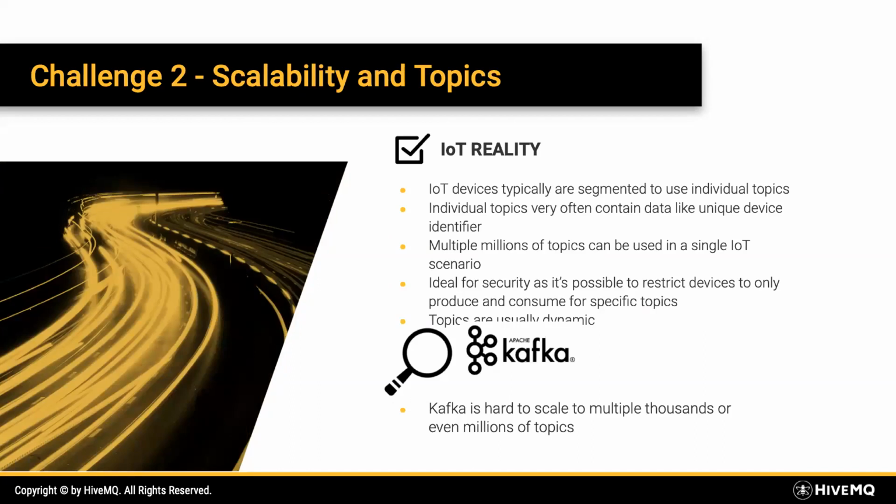Also, when it comes to scalability, IoT devices are usually segmented to use individual topics. So especially when MQTT is in the mix, these individual topics very often contain unique identifiers of devices. So what it's really about is that in usual IoT deployments, we have millions of topics. We have customers with up to 100 million topics in an MQTT system. So topics are something that is, especially with MQTT, used very, very heavily, and it's super important for a publish-subscribe system.